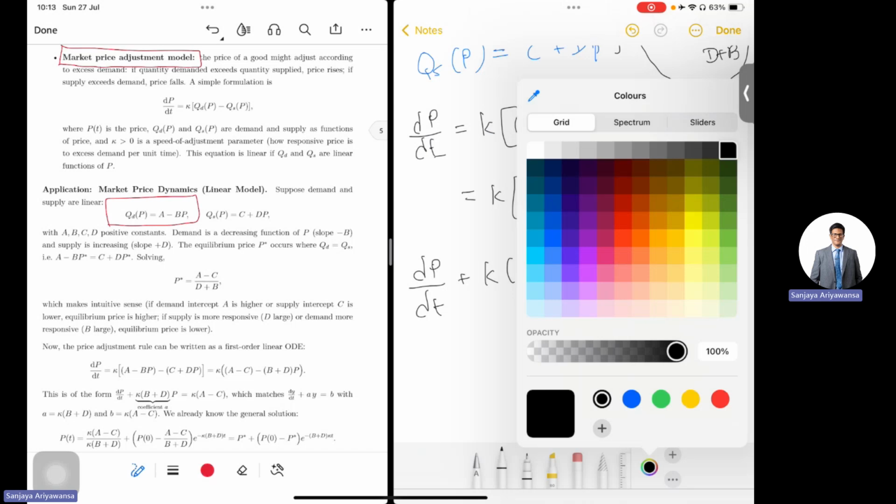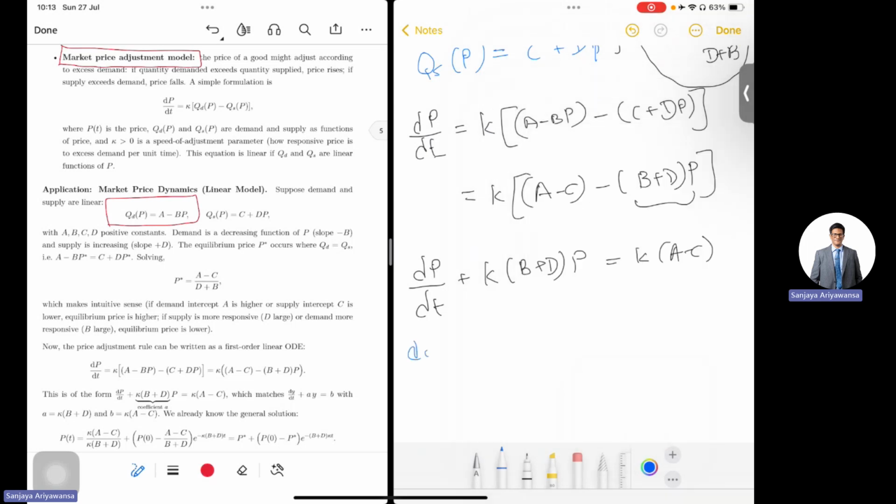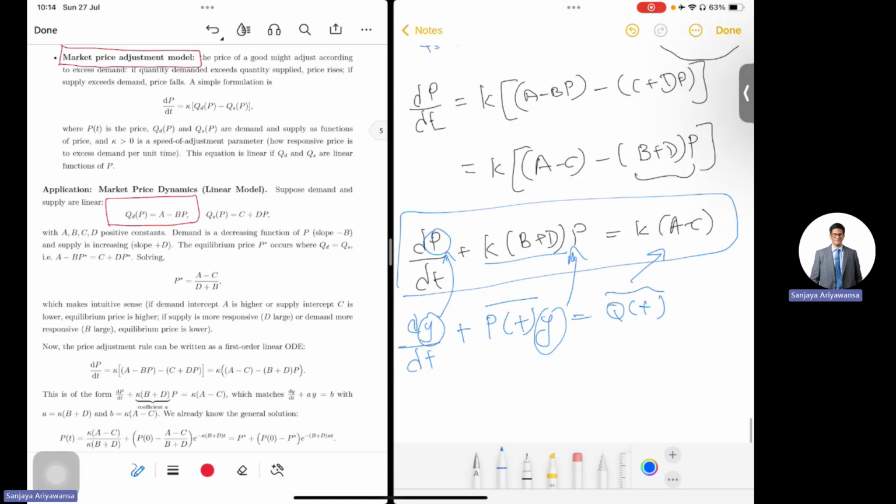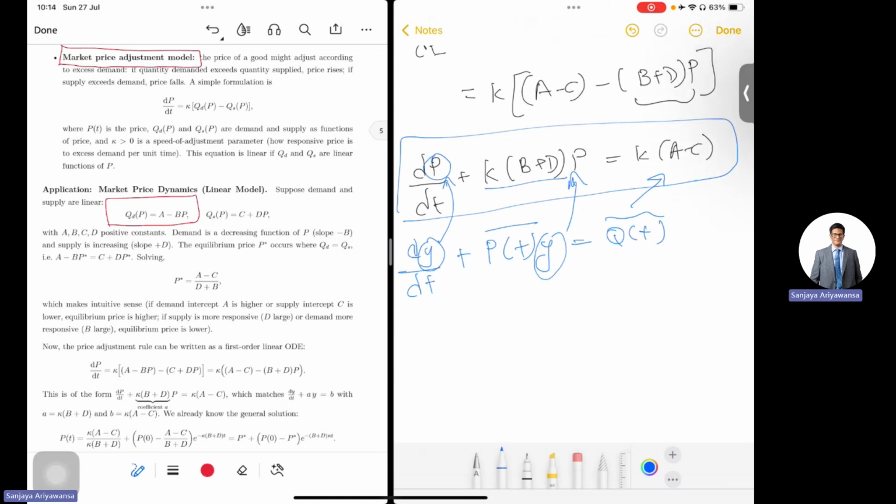Now this equation looks a lot like the original standard linear form that we had, which is this. So in this case, Q of t is this constant value K times (A minus C). P of t is this constant value K times (B plus D). Your variable of interest y is price in this case. So yes, my equation has now been successfully converted into the standard linear form.